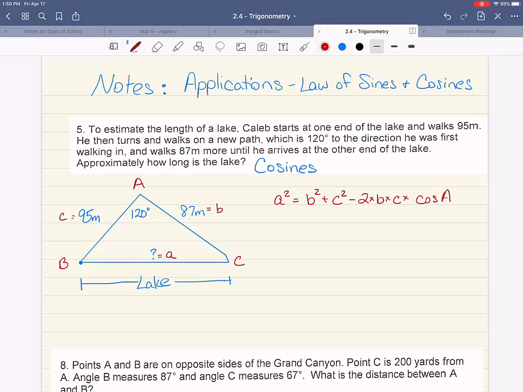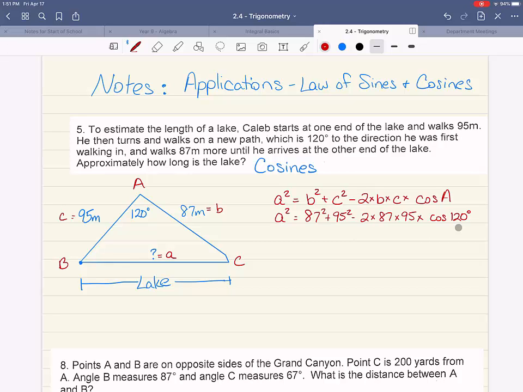Okay, so now we're going to go ahead and start substituting in the values that we know. A is what I don't know, so that's going to stay a squared. B is 87, so 87 squared plus 95 squared minus 2 times B is 87, C is 95, and cosine of 120 degrees. Okay, now you can see that everything on the right side of this equal sign over here is a number. So this whole line can go into the calculator as one thing.